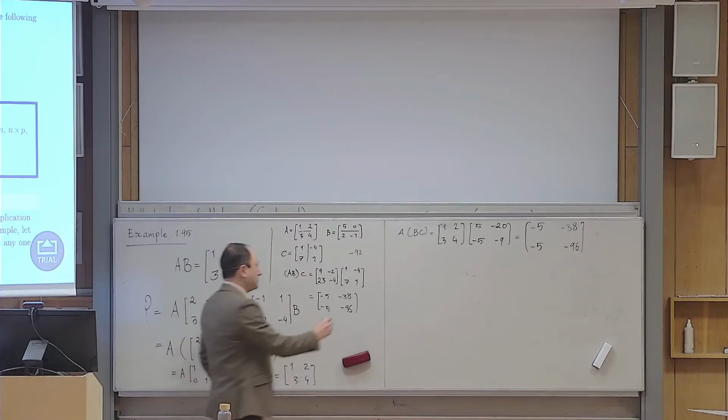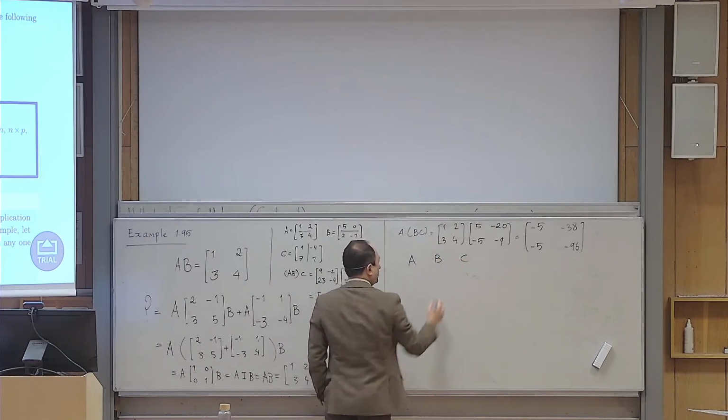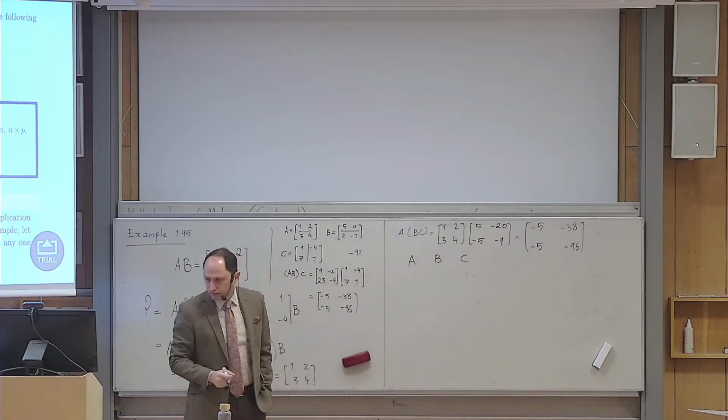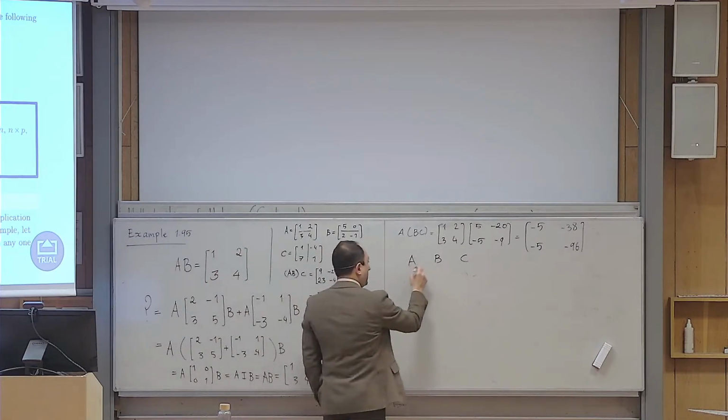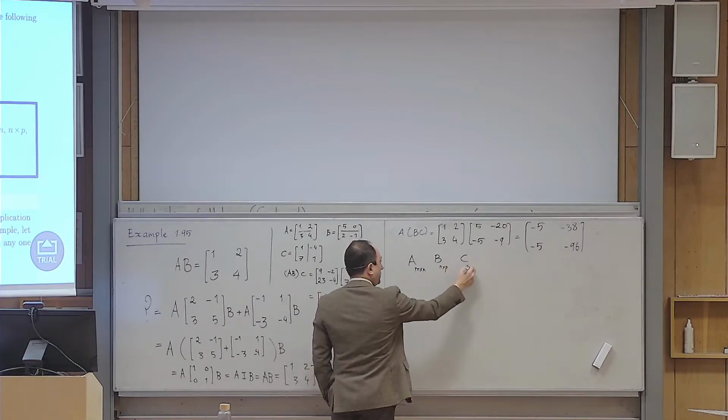Okay, so let me just be clear. So what I have written in the theorem, let me just summarize here. I have M by N, N by P, P by Q.